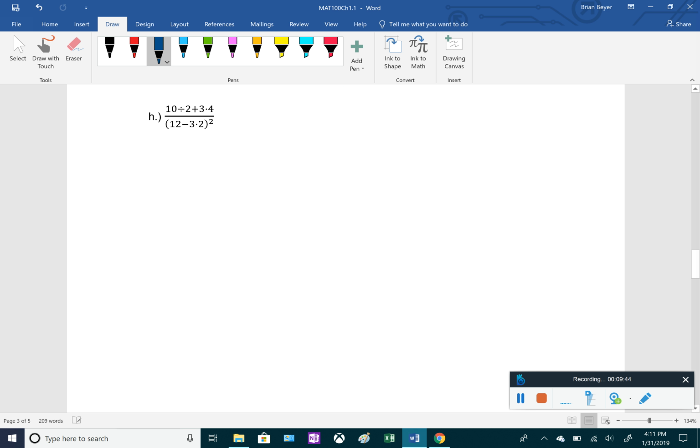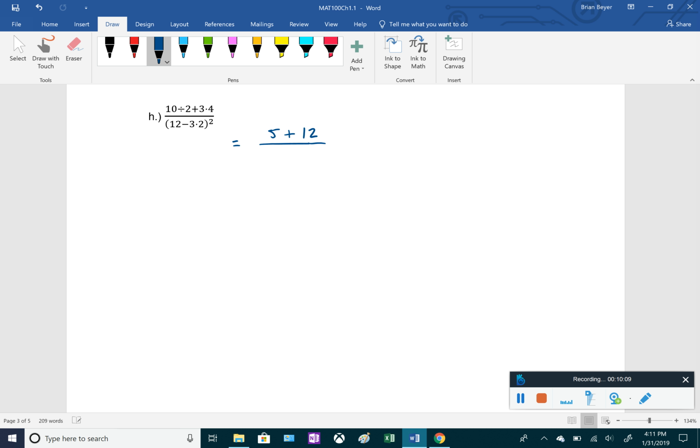Okay, next one for this. We have a big fraction here. So I'm going to do the numerator and denominator separately. So for the numerator, we have division and we have addition, multiplication. So division comes first here. So 10 divided by 2 is 5, plus, and I might as well do multiplication while I'm at it. 3 times 4 is 12.